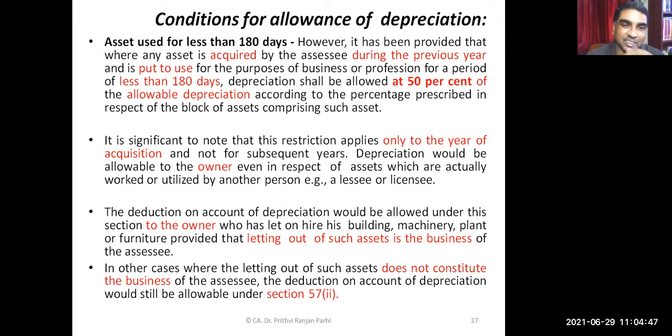But let us say that the asset is purchased in the month of August. That means the asset is put to use for more than 180 days. In that case, the entire depreciation which that asset is eligible for, which is allowed on that vehicle, the assessee may avail.